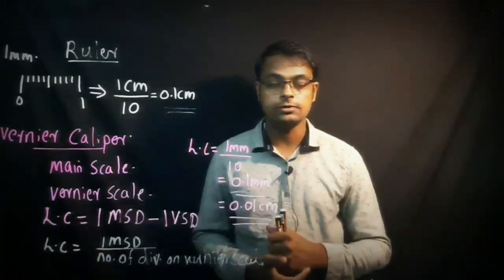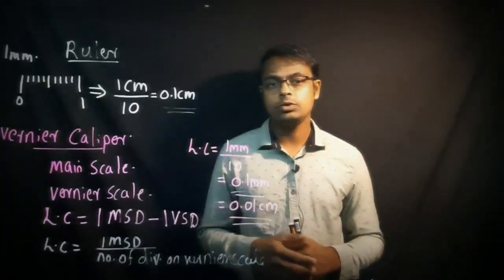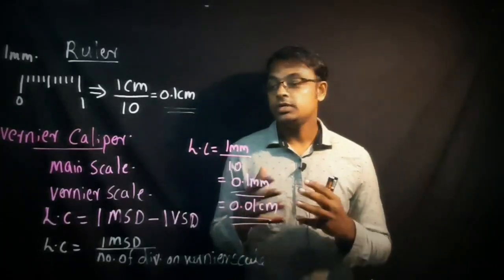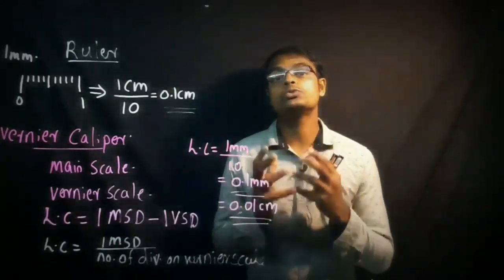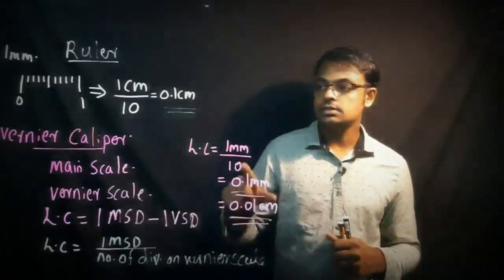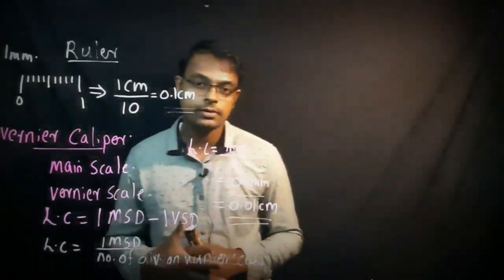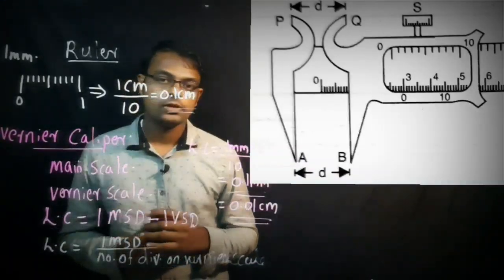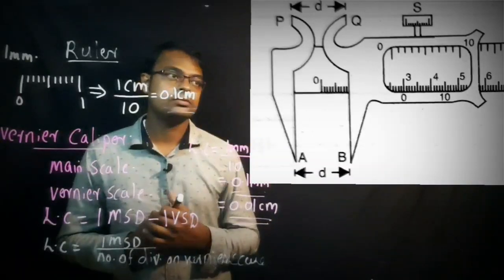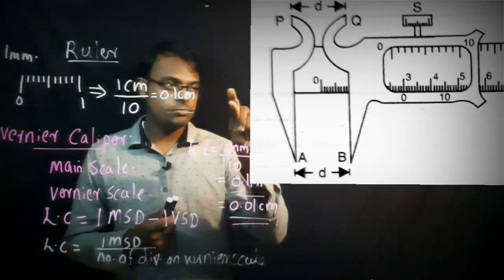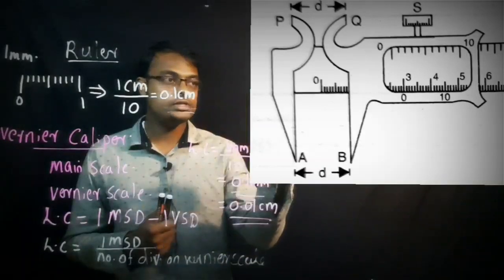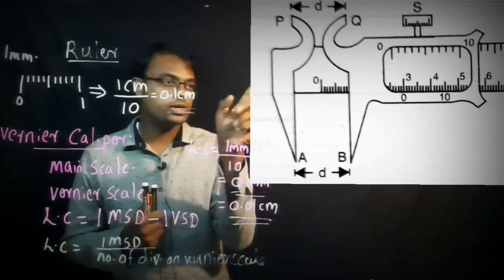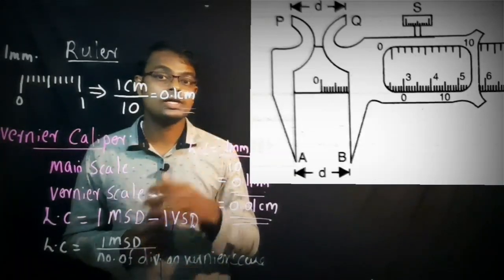So my question is here, which instrument can be used to measure a very small value, or which instrument's least count is too small? No doubt the answer is vernier caliper. Clear? So let me tell you the structure of the vernier caliper. You can see here, the main parts of this one: there is a main scale, just like the ruler, and there is a small portion inside, and that is the vernier scale.